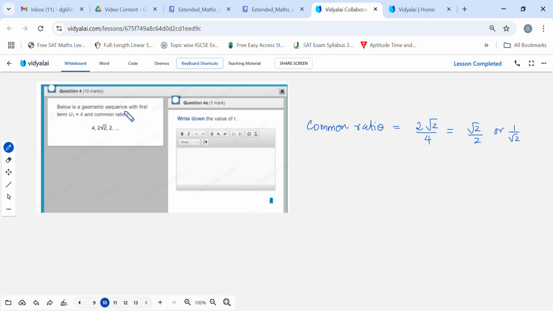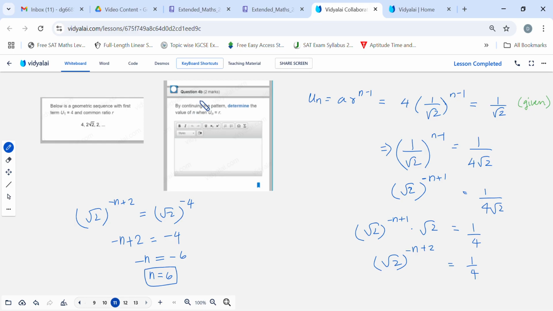Below is a geometric sequence with first term u1 equal to 4 and common ratio r. Write down the value of r. The common ratio of a geometric sequence is obtained by finding the ratio of the second term to the first term, or the third term to the second term. So here we have 2 root 2 by 4, which is root 2 by 2 or 1 by root 2. So r is equal to 1 by root 2.